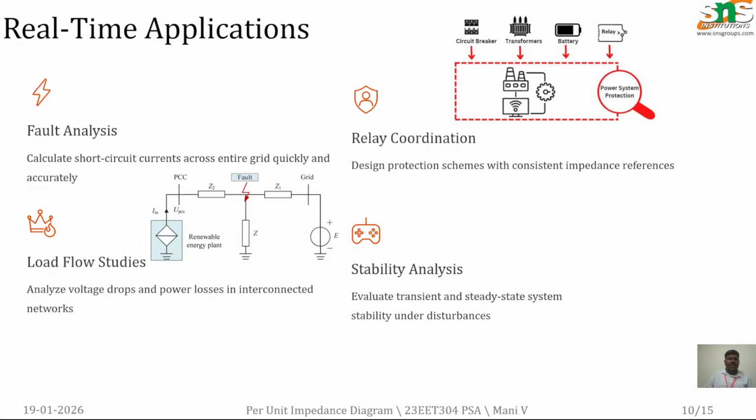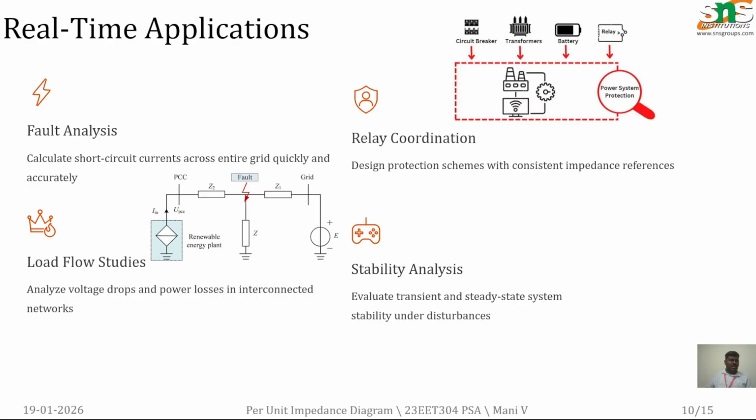These are the real-time applications mainly used for fault analysis, like short circuit fault, open circuit fault or line-to-line fault, which may be symmetrical or unsymmetrical. For the fault calculation, it is very easy. And for relay coordination, if any fault occurs, immediately we have to protect our generator, transformer, bus bars, etc. This kind of impedance diagram is used to coordinate with the relay.